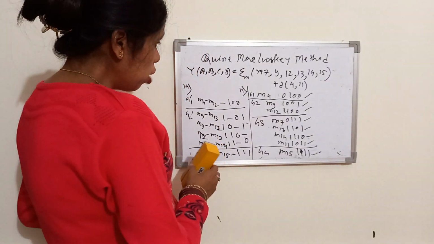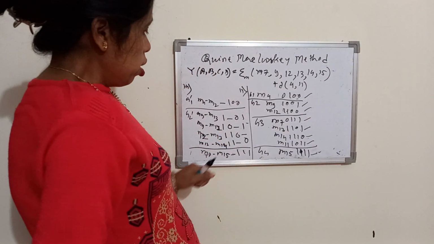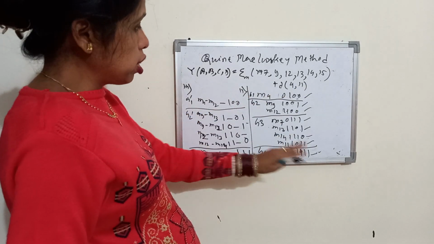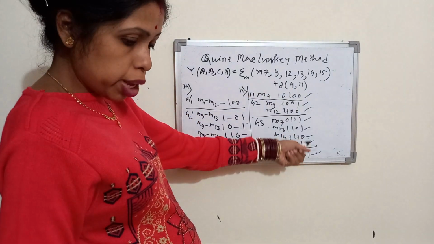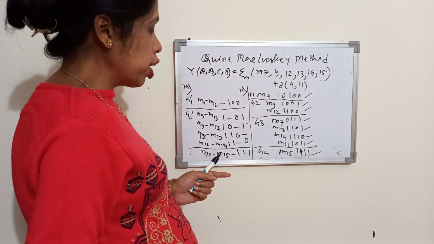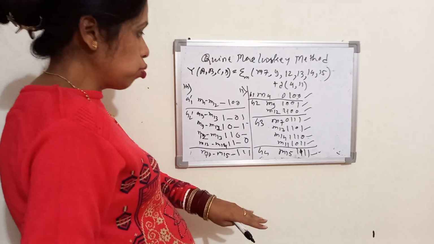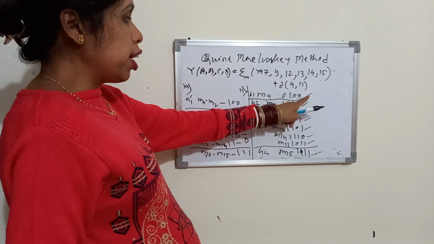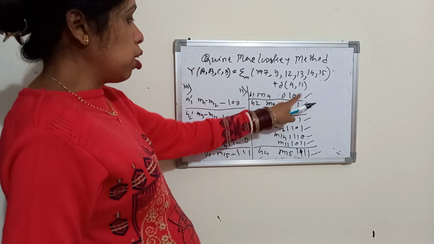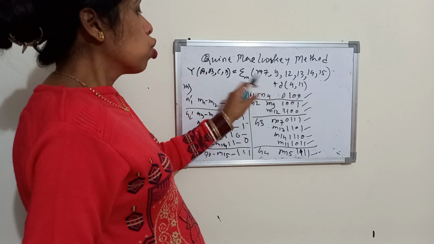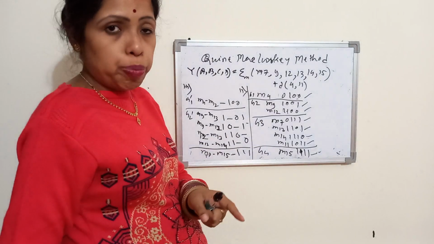Now here you can see all the minterms are matched. You can see I have mentioned a tick mark on all the minterms. So that is not required. This table is not required for future purposes. If you see any minterm without a tick mark, then you have to consider that minterm for future purposes, right?